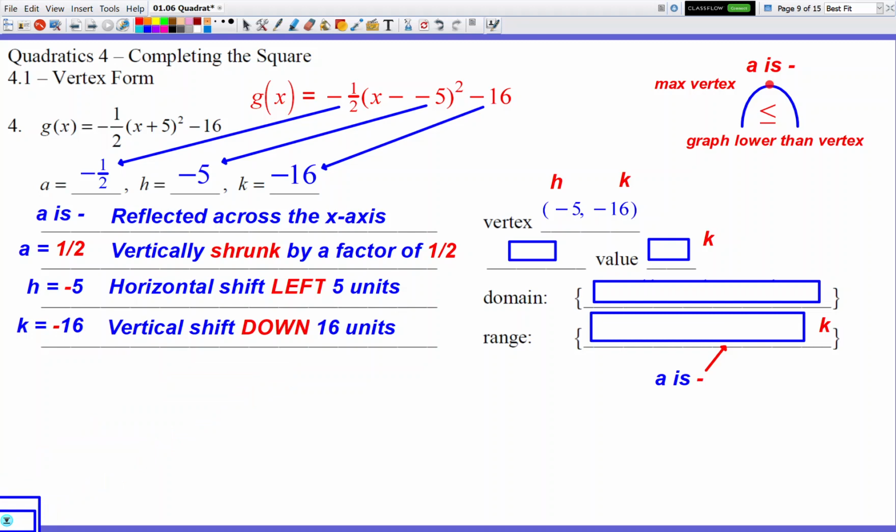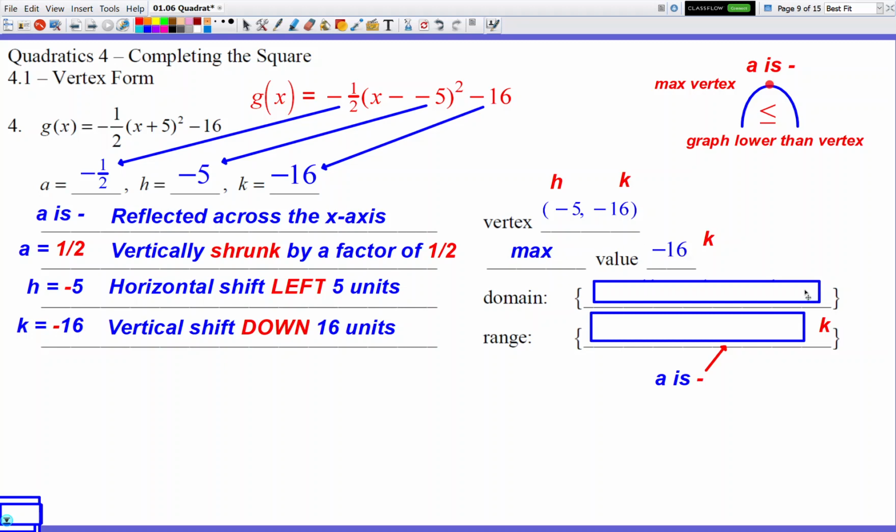-5, -16. This guy reflected, right? Not shifted, this guy reflected. So it's not a U-shaped graph anymore because he reflected. He's an upside down U. So since he's an upside down U, the vertex is at the very, very top. So we're going to call that maximum value. Okay, and your K value is -16. So we have the highest point on the entire graph being -16.